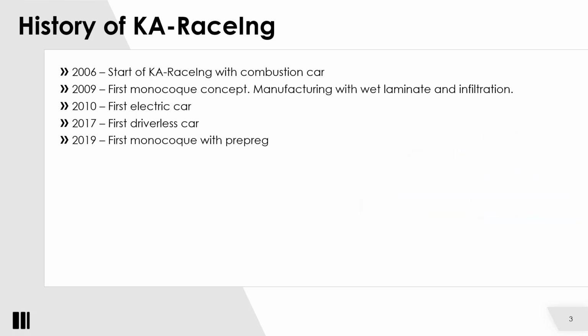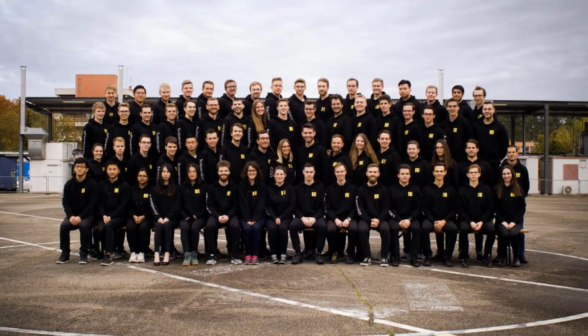Yeah, to the history of car racing, the club was founded in 2006 with a combustion car. In 2009, we built our first monocoque concept, and we manufactured it with wet laminate and infiltration. In 2010, we also started in the electric competition. And in 2017, we had our first driverless car. And in 2019, we first used carbon fiber prepregs to build our monocoque.